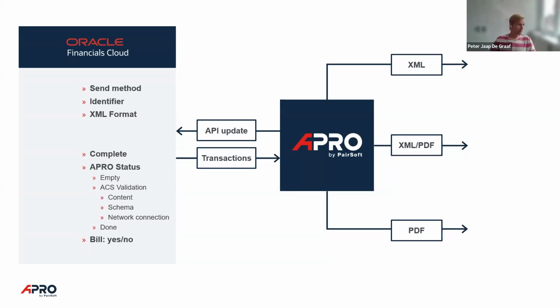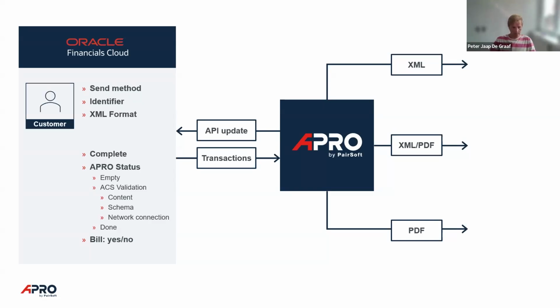Because it could be that you're already creating PDF invoices in Oracle, and that's already a scheduled process. So APRO doesn't create the PDF. It only picks up the PDF. It will place it inside of the XML and then send it over the network that you prefer. So we run everything through APIs. We update Oracle if things are sent out, and we pick up the transactions with an API to collect all the data out of Oracle.